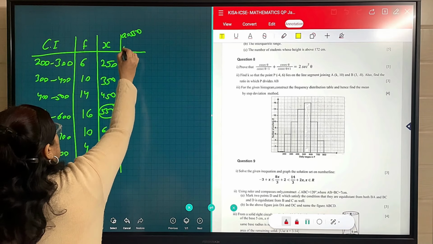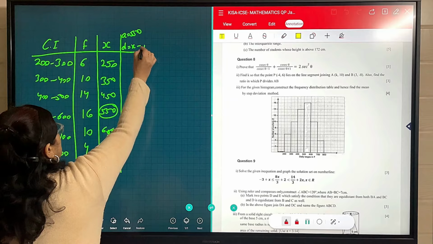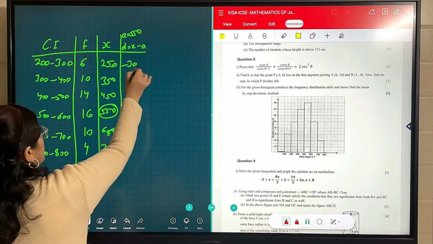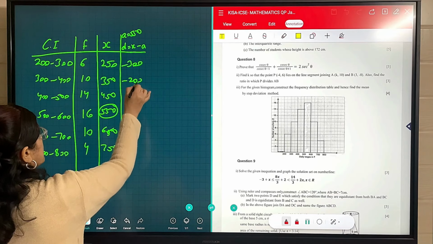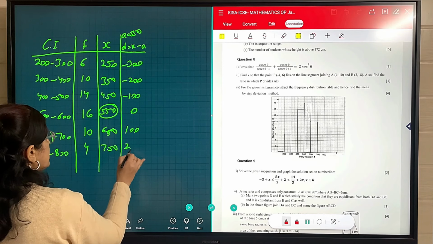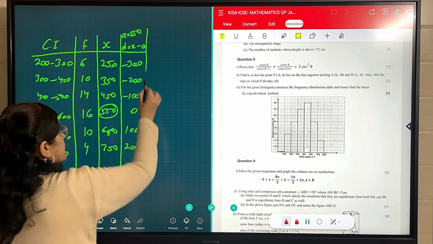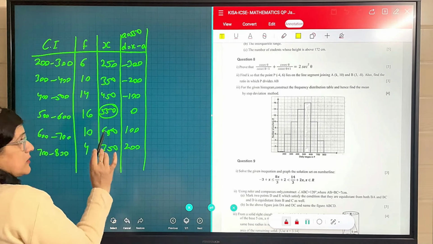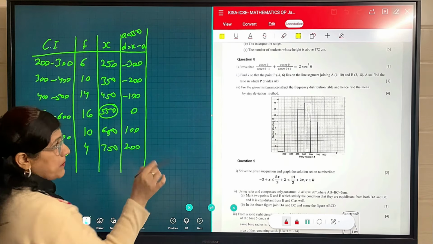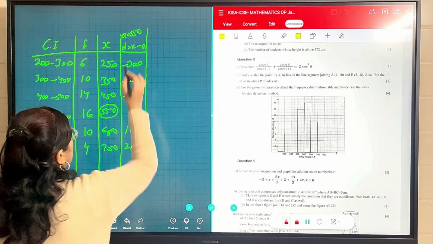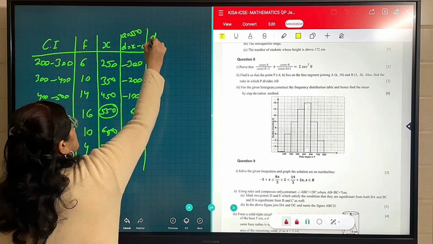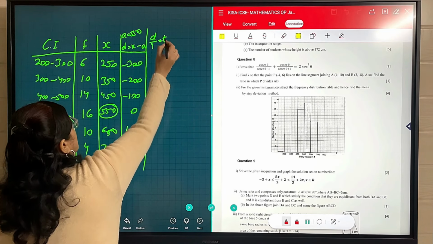For deviation, we have to take x minus A. So 250 minus 550 means minus 300, then minus 200, minus 100, this is 0, this is plus 100, this is 200. If it is the assumed mean method, we will take only f into d. But this is the step deviation method, meaning the third method, so for that we have to divide d by i. So we will get t then.